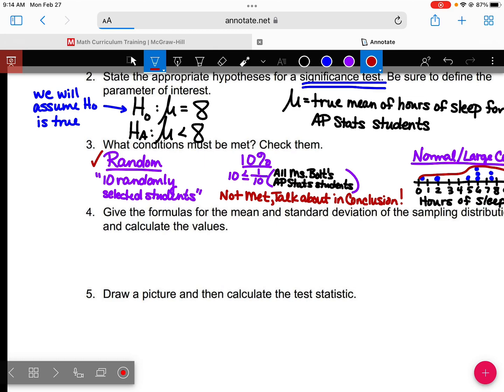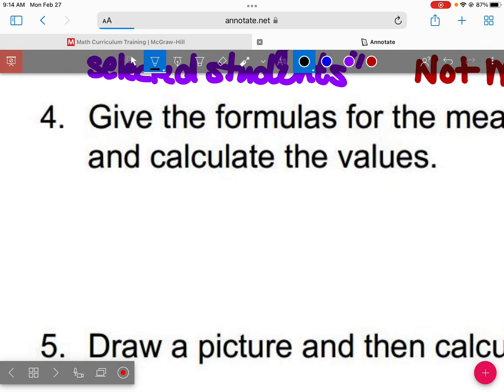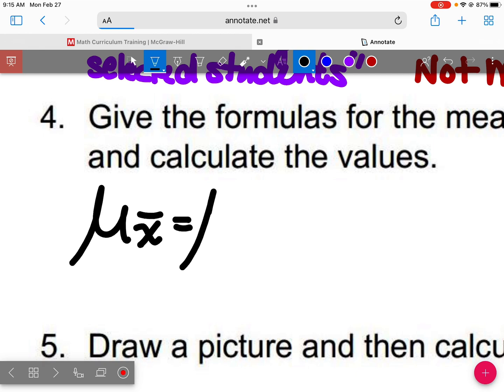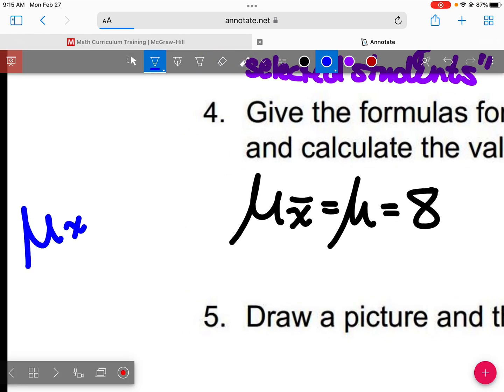Right, formulas for mean and standard deviation of the sampling distribution of x bar. So the mean of x bar is equal to the population mean, which we assumed is what? We assumed that it was 8. Mean of x bar will be equal to mu, which will be our null value.